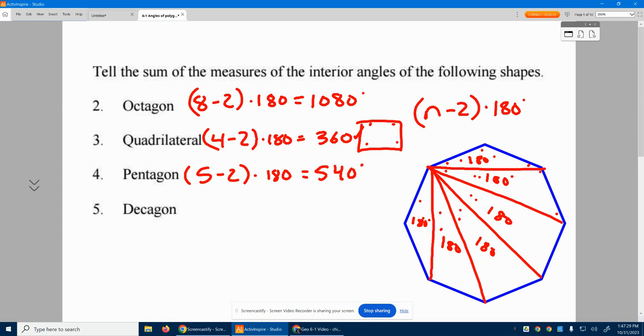And finally, a decagon. How many sides is that? That's 10. Take away 2 times 180, and that is 1,440, just like 12 times 12. So 8 times 180 is 1,440. A decagon has that many. All the angles inside of a decagon add up to 1,440. Here's problems 2 through 5.